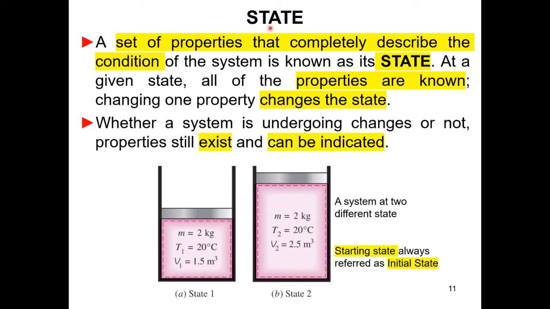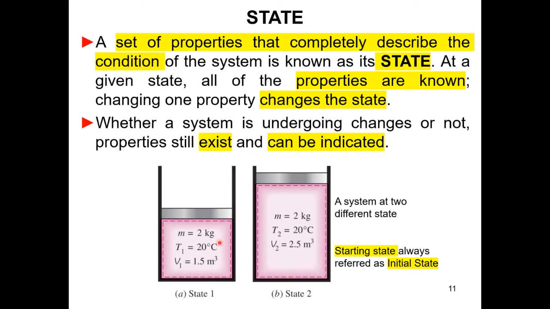Okay, what is a state? A state is a set of properties. Earlier we saw what properties are. Here you have a set of properties that completely describes the condition of a system. Normally when you have a system, you won't have just one or two properties, you will have more, like mass, temperature, and volume. The starting state always refers to the initial state.